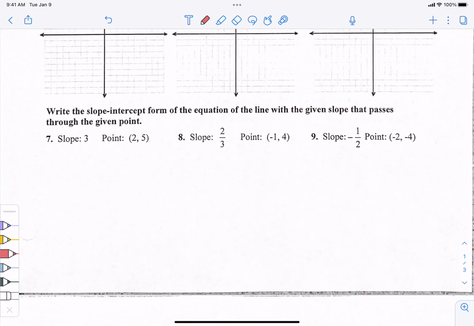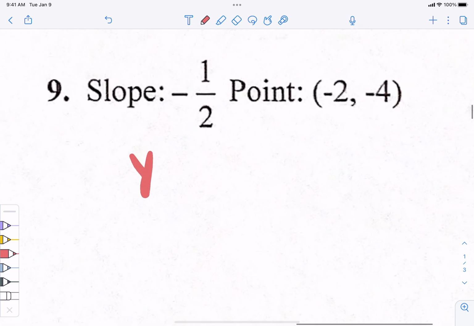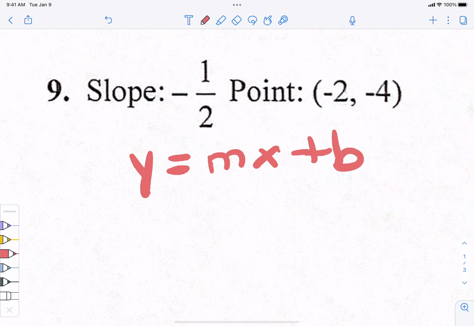So, number 7, 8, 9 says also write in slope-intercept form, which is y equals mx plus b. Pick one. 7, 8, 9. Which one would you like? 9. We'll do 9. Sure? Okay, so we want eventually y equals mx plus b. They give me that the slope is negative 1/2. What does that do for me?